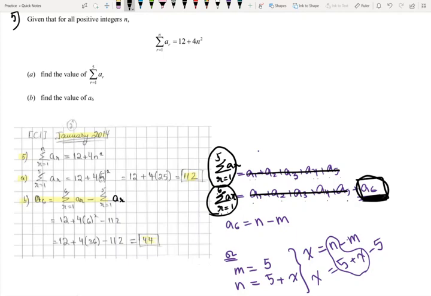equals to, you use this formula, where in this place you replace 6 for n, and you already found the value for the summation of r equals 1 till 5 of a_r. You add them up, and subtract, so you calculate and you get the answer, which is 44.